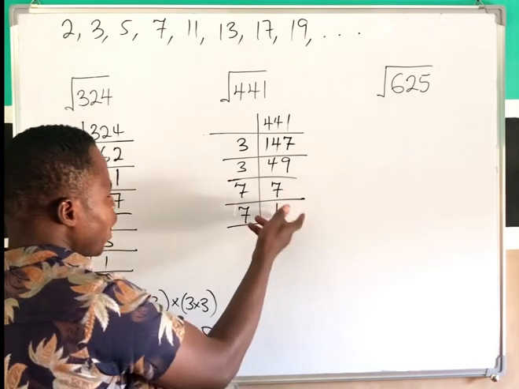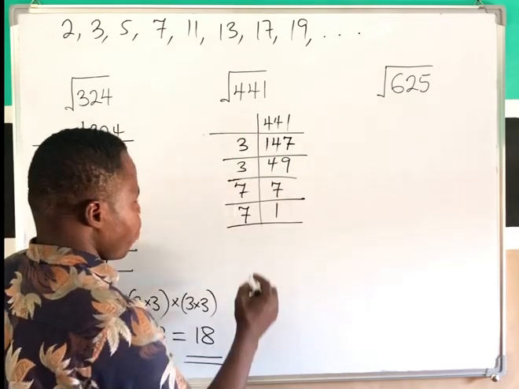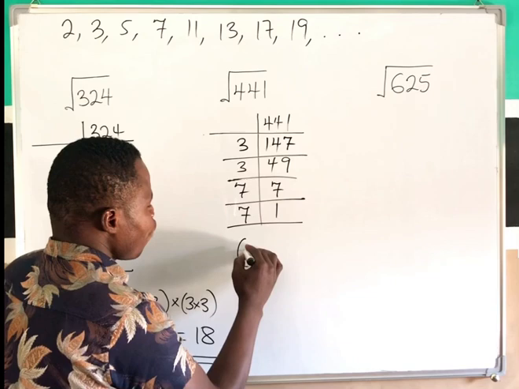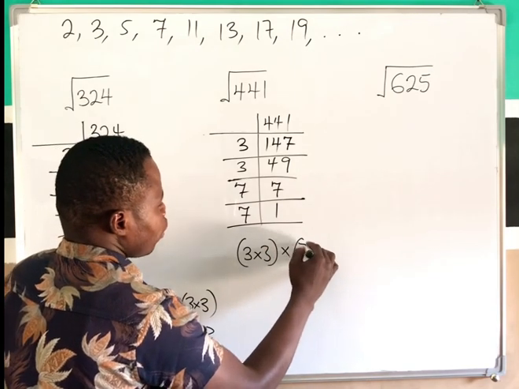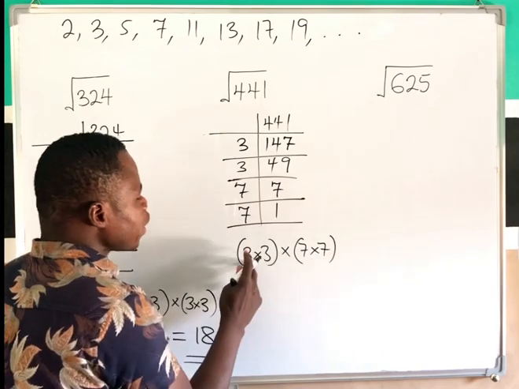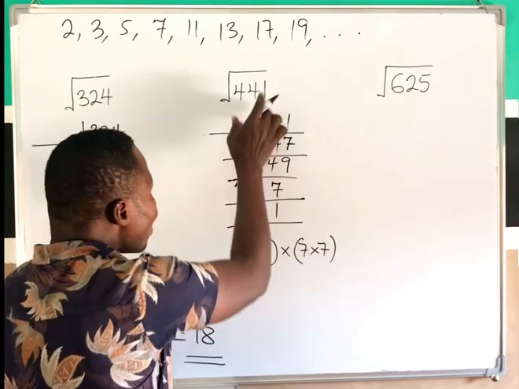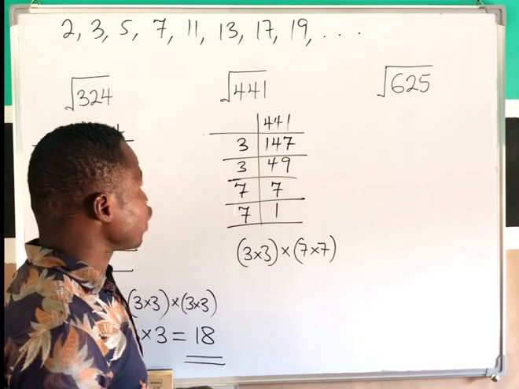So since I'm not getting 1 here, I'll now take this and pair them. So pairing them, I have 3 times 3 because there are only 2 there, times this. Meaning 3 times 3 times 7 times 7. Everything will give me 441.